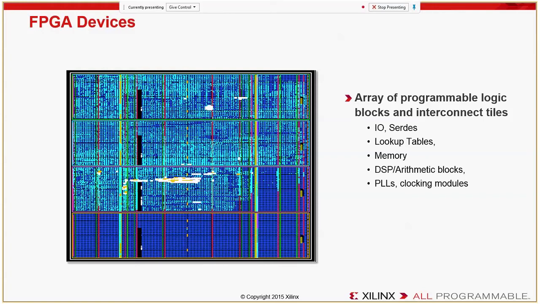But FPGAs today consist of a variety of logic elements including I/O, serializer, deserializer elements or SERDES, lookup tables to implement core logic, memory in the form of block RAM devices, registers, and flops, DSP and arithmetic blocks which are specialized to do arithmetic operations like carry, accumulation, and multiplication, and then clocking modules such as PLLs, phase locked loops, and clock dividers and multipliers.